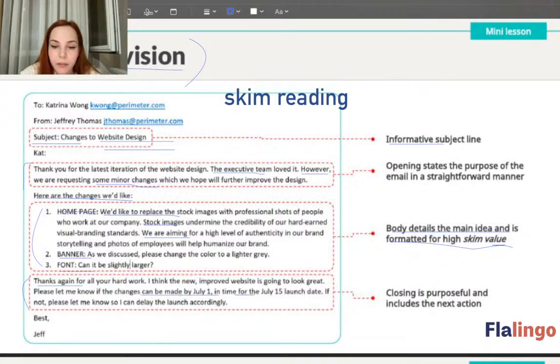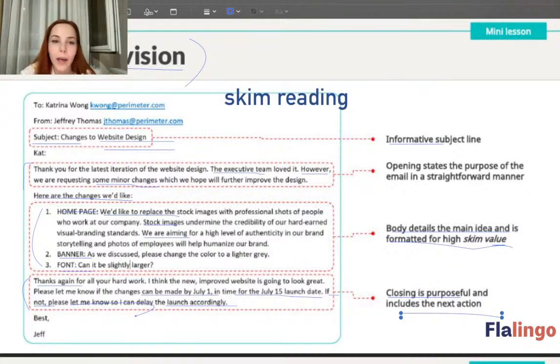In time for the July 15 launch date, and I gave much more details about our launch date. I gave my demand, I specified my demand and my purpose, and I gave the reason. I want this to be done by July 1st because we have a launch date on July 15th. So this is really important. And the last part, if it's not possible, if you can't do that, please let me know so I can delay the launch accordingly. Closing is purposeful and includes the next action. So this is really important.